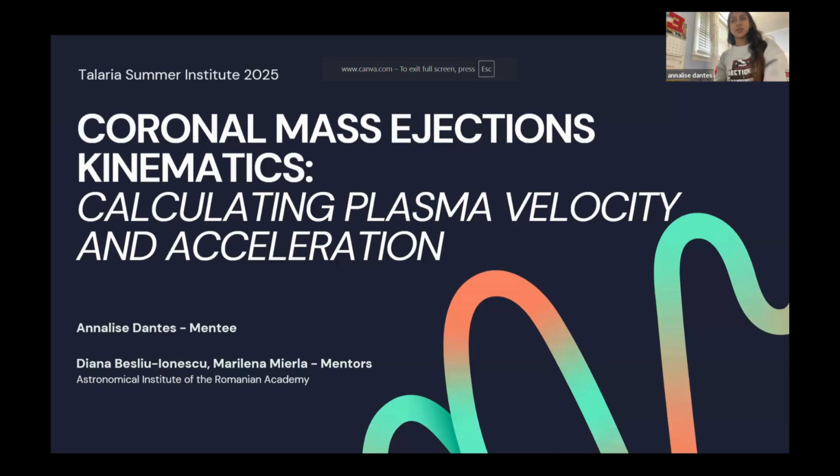So my project was on coronal mass ejections, specifically kinematics, studying plasma velocity and acceleration. My mentors were Diana Besley Ionescu and Marilena Mierla from the Astronomical Institute of the Romanian Academy.